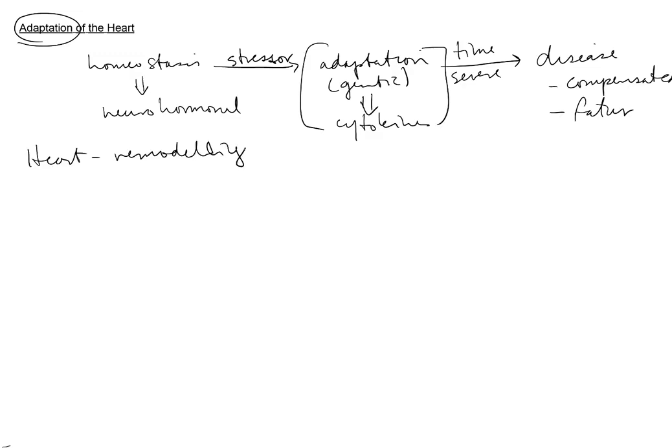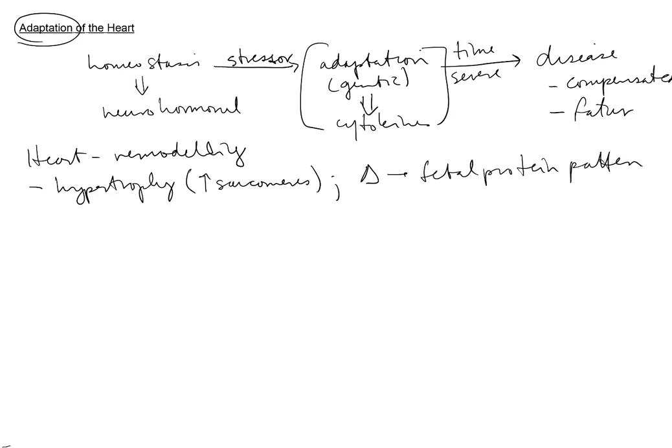Heart cells cannot divide. And so this means their only compensatory response is hypertrophy, meaning the actual structures in the cell increase in number. This means an increase in sarcomeres. We also get a change in the nature of proteins so that we get a fetal protein pattern. And this occurs in two basic ways.